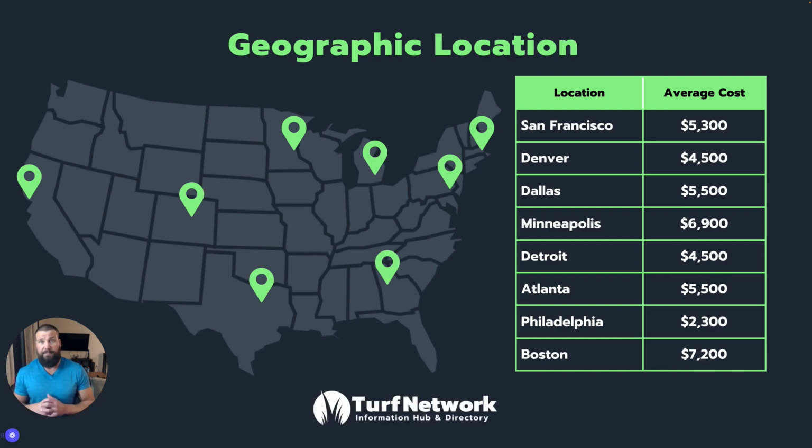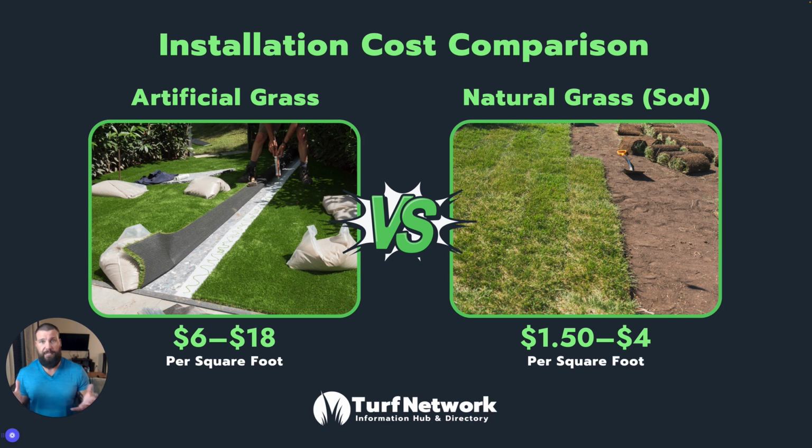Your geographic location plays a role in how much your artificial grass installation will cost. I have some cities marked on a map here, and while I'm not going to go through this list item by item, we'll look at the highest and lowest cost cities. Boston being $7,200 on average as the most expensive, and Philadelphia $2,300, which is actually kind of surprising given that their proximity, they're not that far apart. But anyways, your geographic location does play a role in the cost of your artificial grass installation.